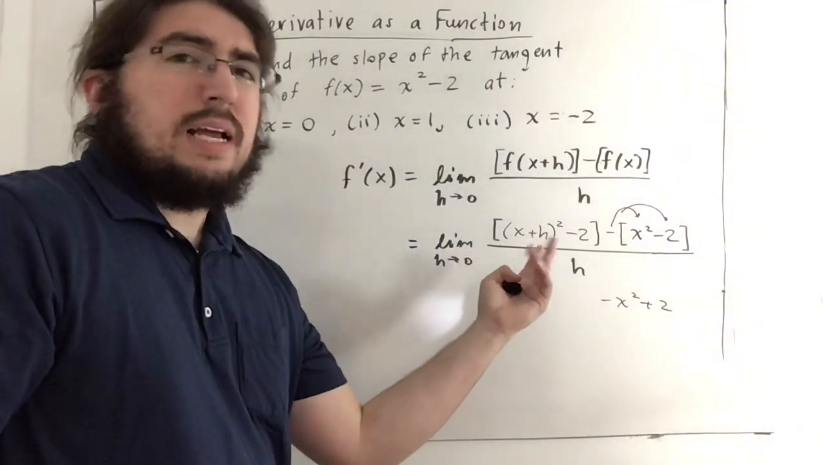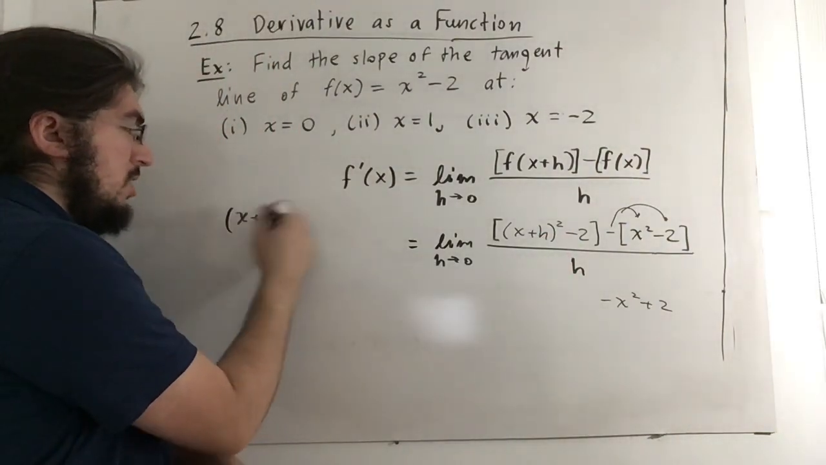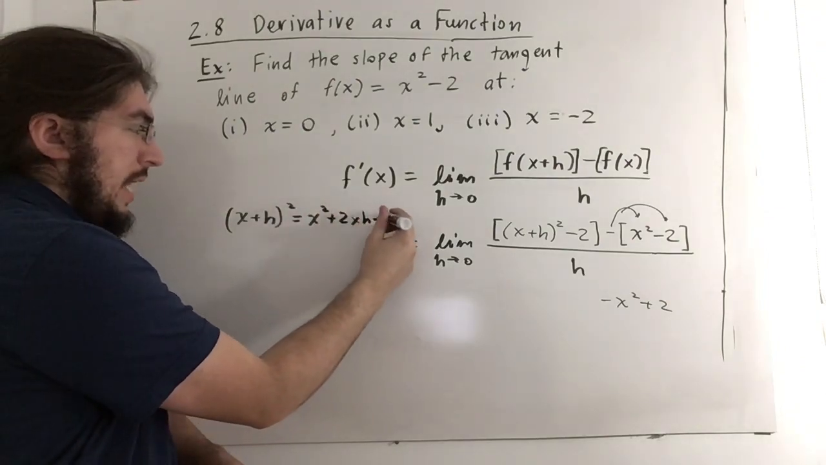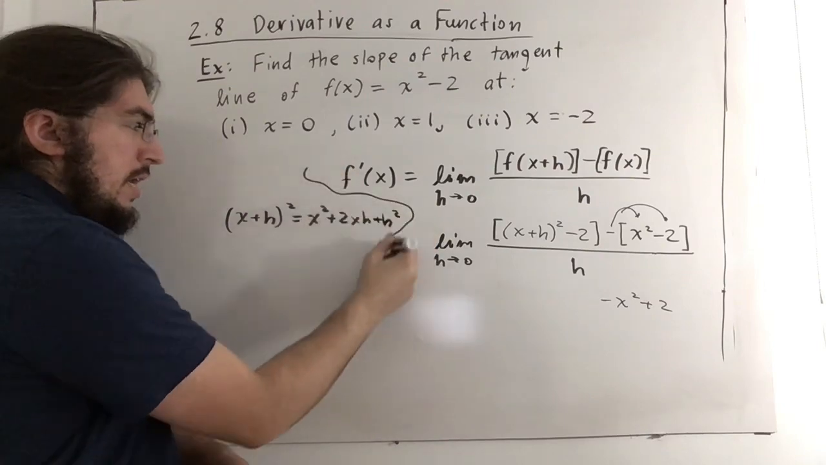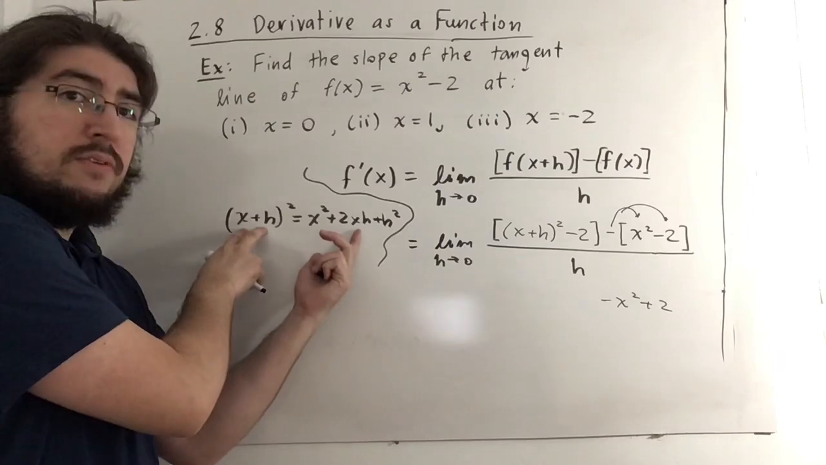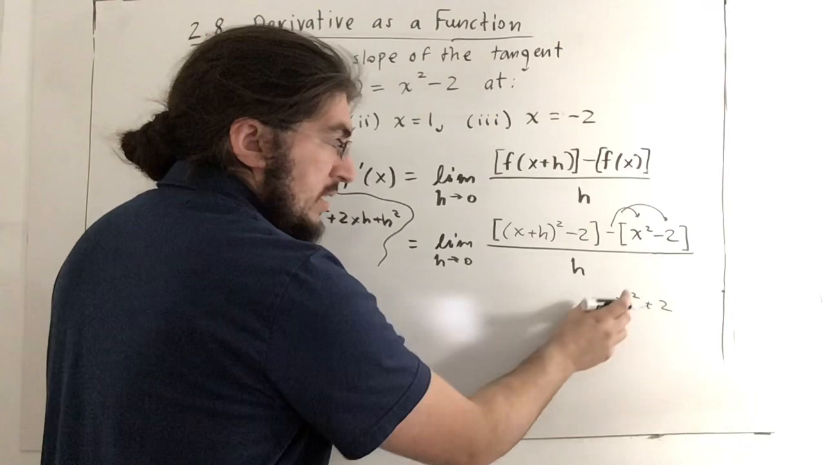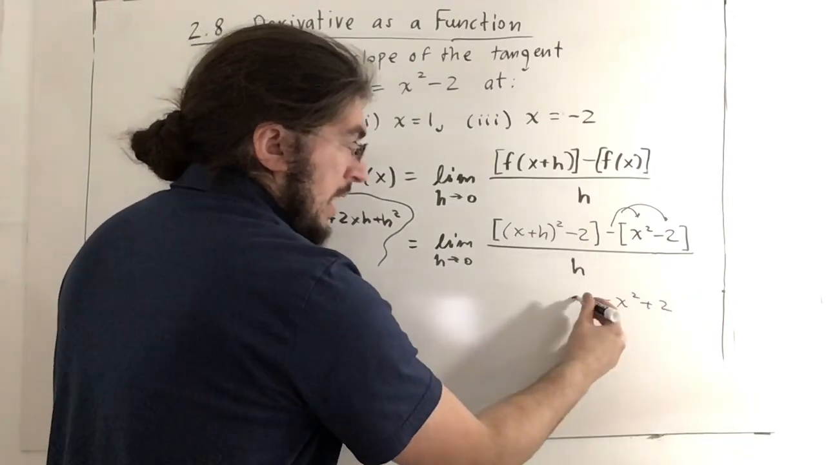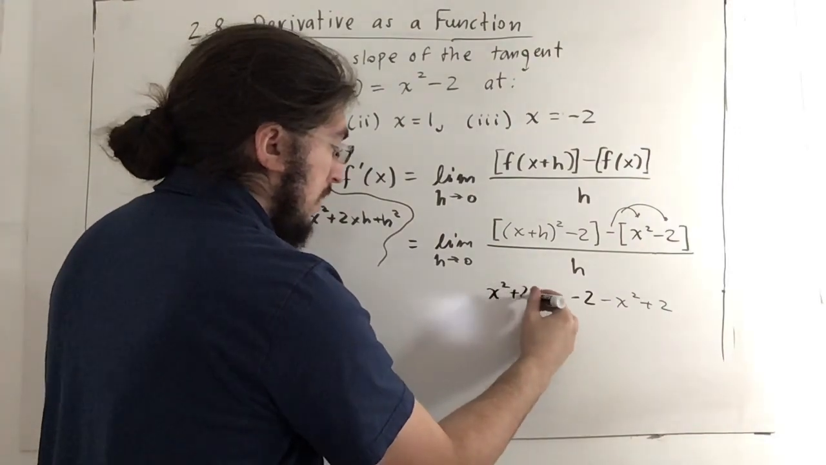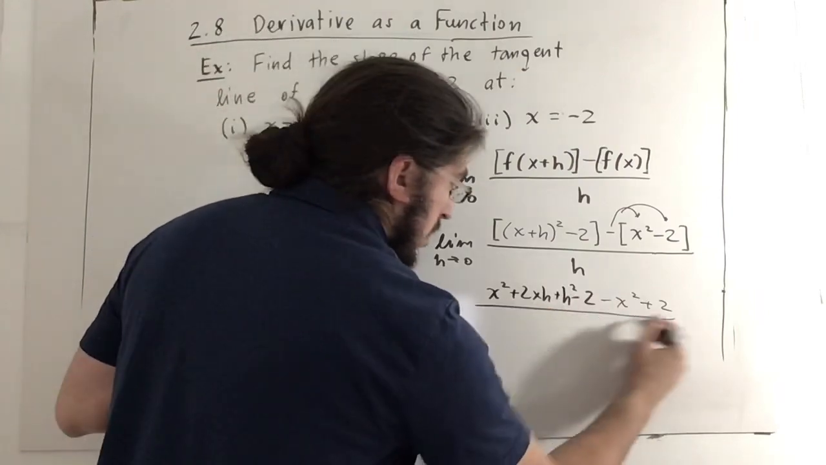X plus h all squared, what's that? So let's do that over here. X plus h quantity squared, if you don't remember, is x squared plus 2xh plus h squared. And that's by just foiling this out. Remember, it's the first one squared, 2 times their product for the middle term, and the last one squared. Okay? So in front of this negative x squared and positive 2, we're going to have that negative 2 here, and then this is going to be x squared plus 2xh, and then plus h squared, squeezing that in, all over h.